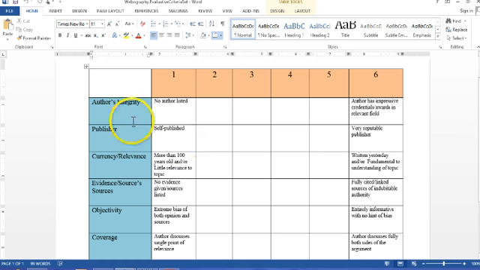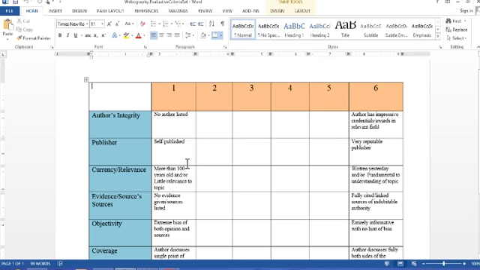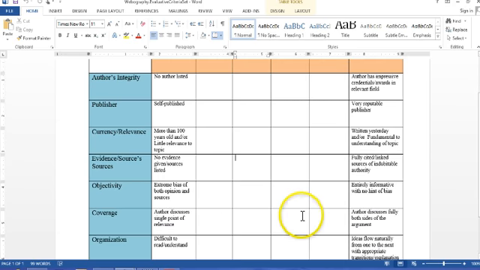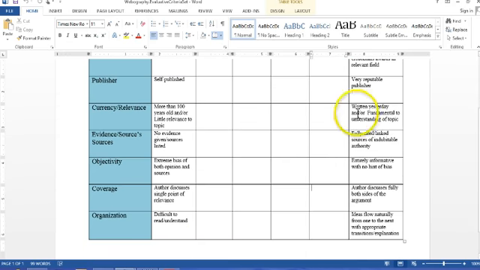What you and your group are going to do is together I want you to fill out this chart completely. So if you were to look at a source and say, okay, this source gets a 4 for author's integrity, what would this 4 look like? What does it mean to get a 4? What does it mean to get a 3 in evidence? What does it mean to get a 5 in coverage? So think about those things. With your group, I want you to actually fill this out.